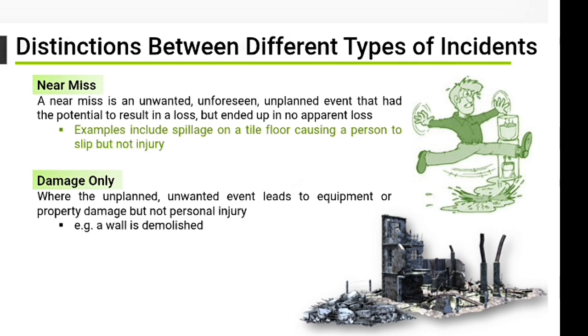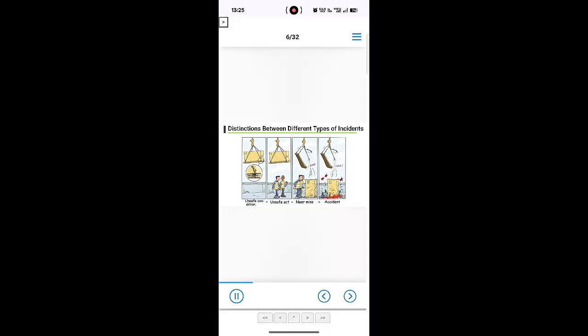On the other hand, damage-only incidents involve unplanned events leading to damage to equipment or property, but no personal injury, as seen in cases like the demolition of a wall, resulting in property damage but no harm to individuals. Recognizing these different incident types aids in implementing effective safety measures and preventing potential risks. This picture would give you a clear idea on what is unsafe condition, unsafe act, near miss, and an accident.